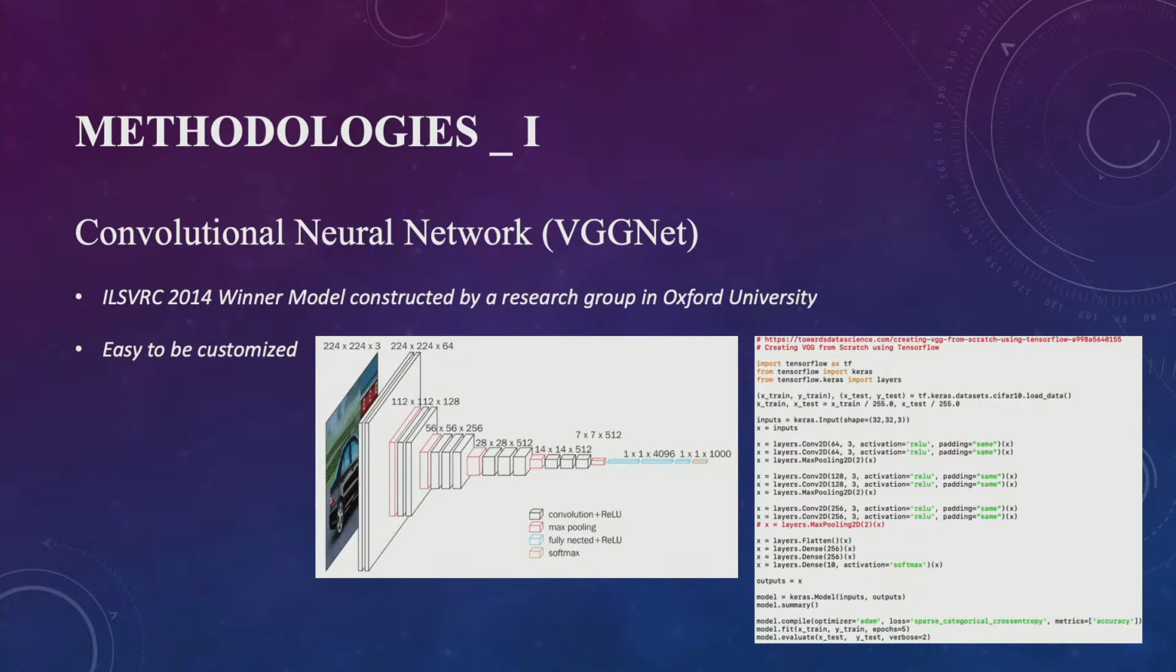VGGNet is a winner CNN model of ImageNet Large-Scale Visual Recognition Challenge 2014, which is a recognition challenge done by the company ImageNet. It is developed by a research group in Oxford University, and it is popular for its customizability. The image on the left is the original VGGNet layers, and the image on the right side is the VGGNet model constructed by our research group using TensorFlow on Python.